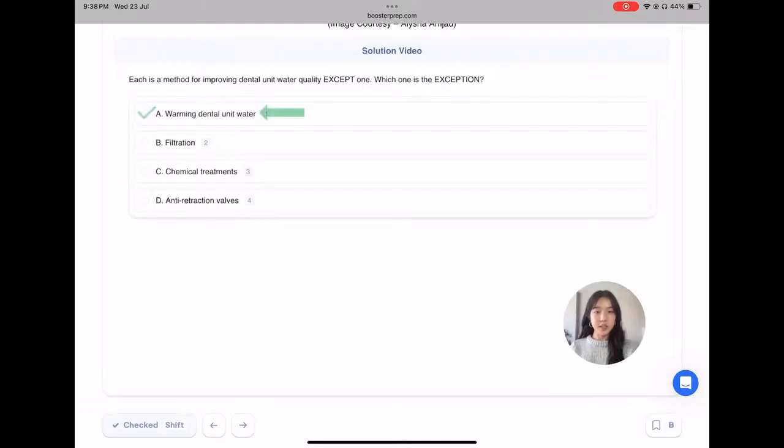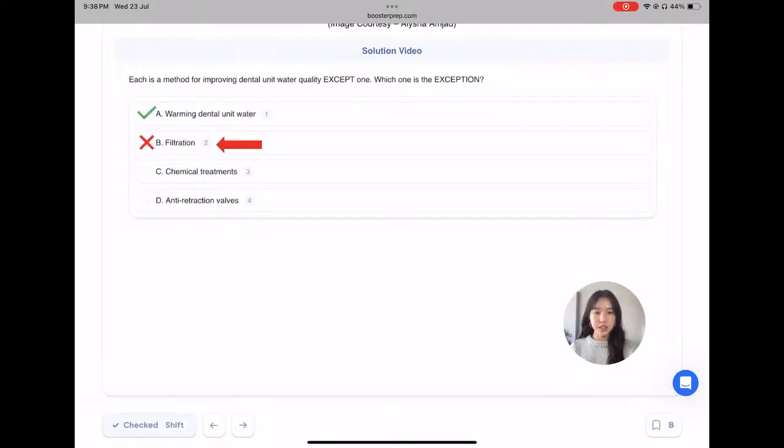Taking a look at option A, we can tell that this is our correct answer, as warming up dental unit water would not improve dental unit water quality. Generally, providing a heated environment will only serve to allow bacteria to reproduce, and it'll actually encourage biofilm formation. While this generally would not be an issue for healthy patients, those that are immunocompromised or very young or very old may be more susceptible to diseases if dental units have a water quality that is not safe for patients.